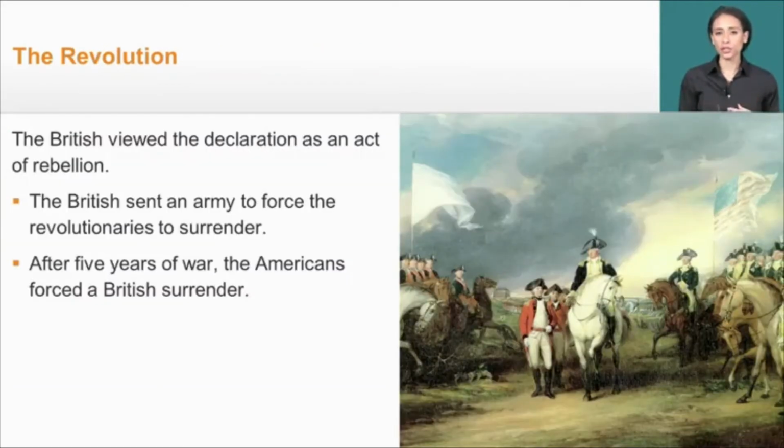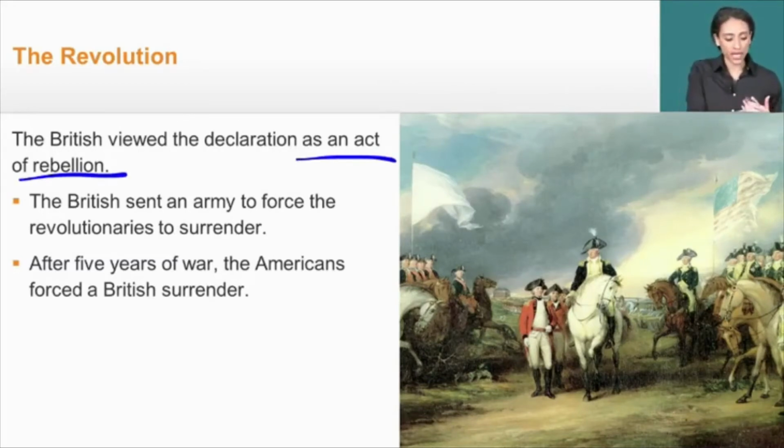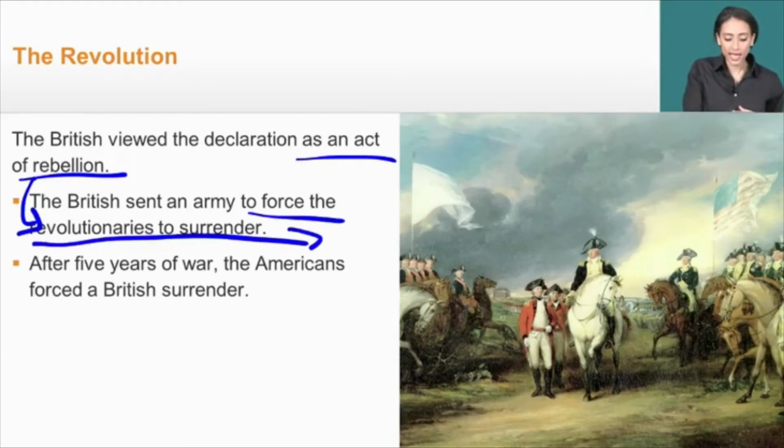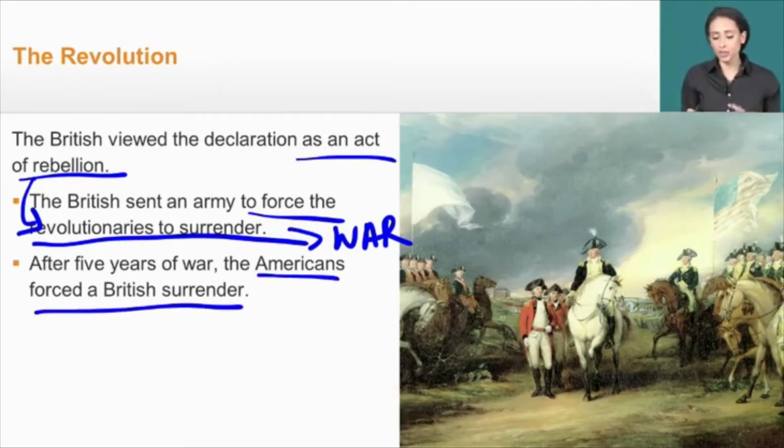Now, following the Declaration of Independence, Britain is viewing this as an act of rebellion. And as a result, they decide to send an army to force the revolutionaries to surrender. This is going to immediately lead to a conflict that lasts for 5 years. Now, after 5 years of war, the Americans were able to force a British surrender, and in the painting that we see on the screen, we see a commemoration of George Washington forcing General Cornwallis to surrender.